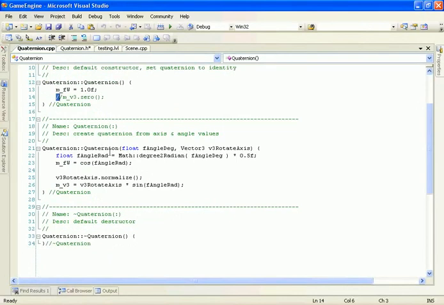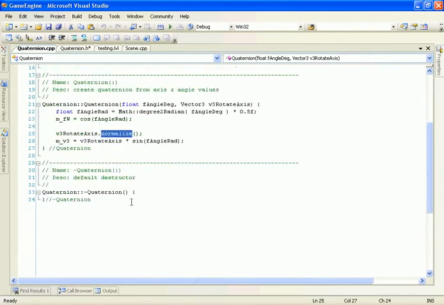The alternative way to construct a quaternion is you pass in an angle in degrees and the rotation axis, in which case we need to calculate the W and the vector component, and we can do that by taking the angle value here, converting it to radians, and multiplying it by 1/2, and then taking the cosine of that value. That will give us the W component. The vector component is the sine of that angle that we just calculated multiplied by the rotation axis that gets passed in here, but it has to be normalized. For quaternions to work properly, you always have to work with a normalized vector representing the axis of rotation. And the destructor doesn't do anything, so it's blank.